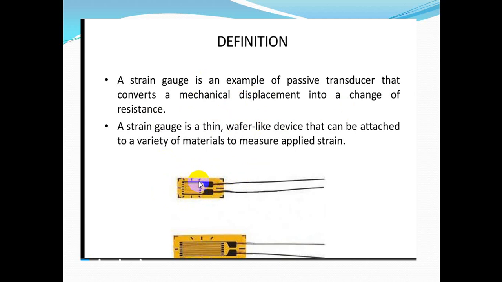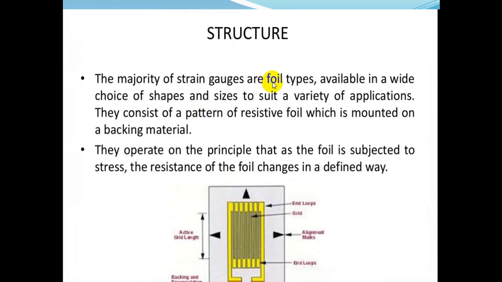That is the principle. The strain gauge is a thin wafer-like device that can be attached to a variety of materials to measure the applied strain. If the applied strain changes, the resistance of the wire changes. By estimating the resistance, we can estimate the applied strain using these gauges. Okay, clear?